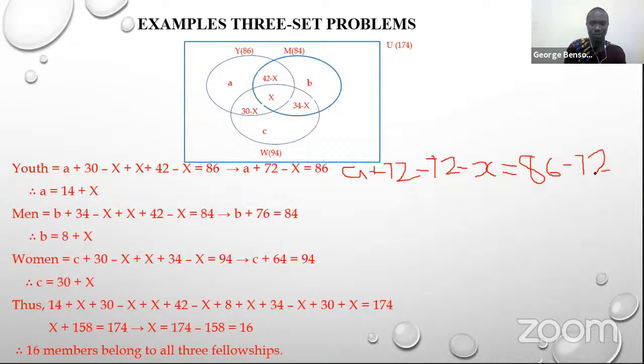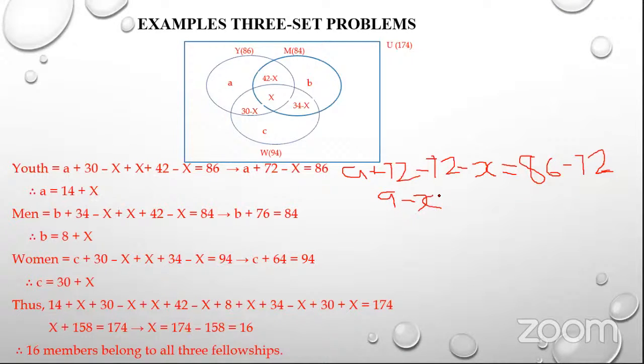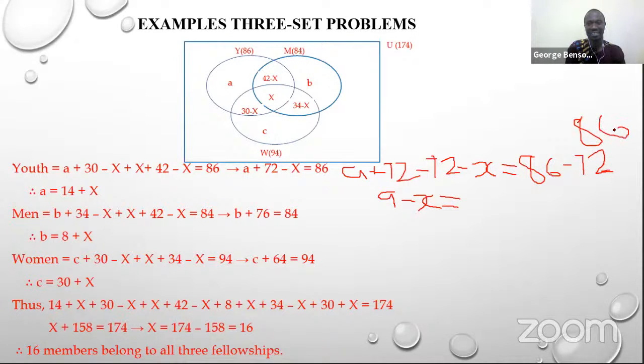Let me try and write it to work. So 86 minus 72. Now I'll be left with what? A minus x is equal to... I want to do a subtraction. When you arrange them well, this will be 86. So 2 from 6 will be 4, and 7 from 8 will be 1. So essentially 86 minus 72 will give us 14.